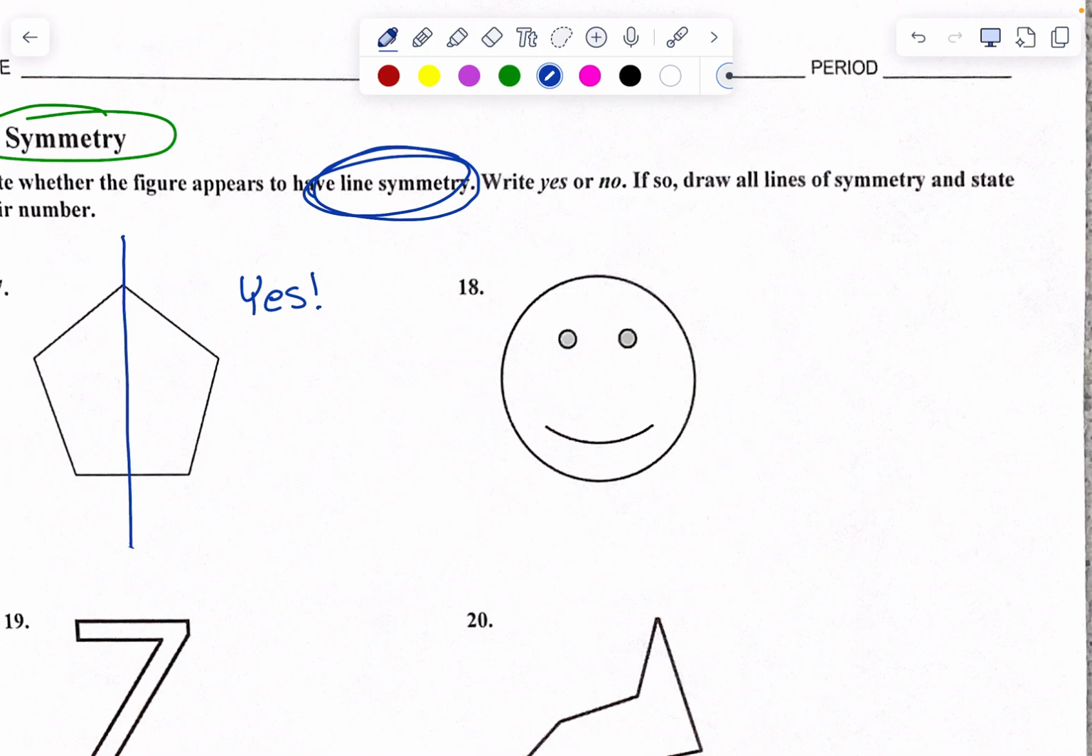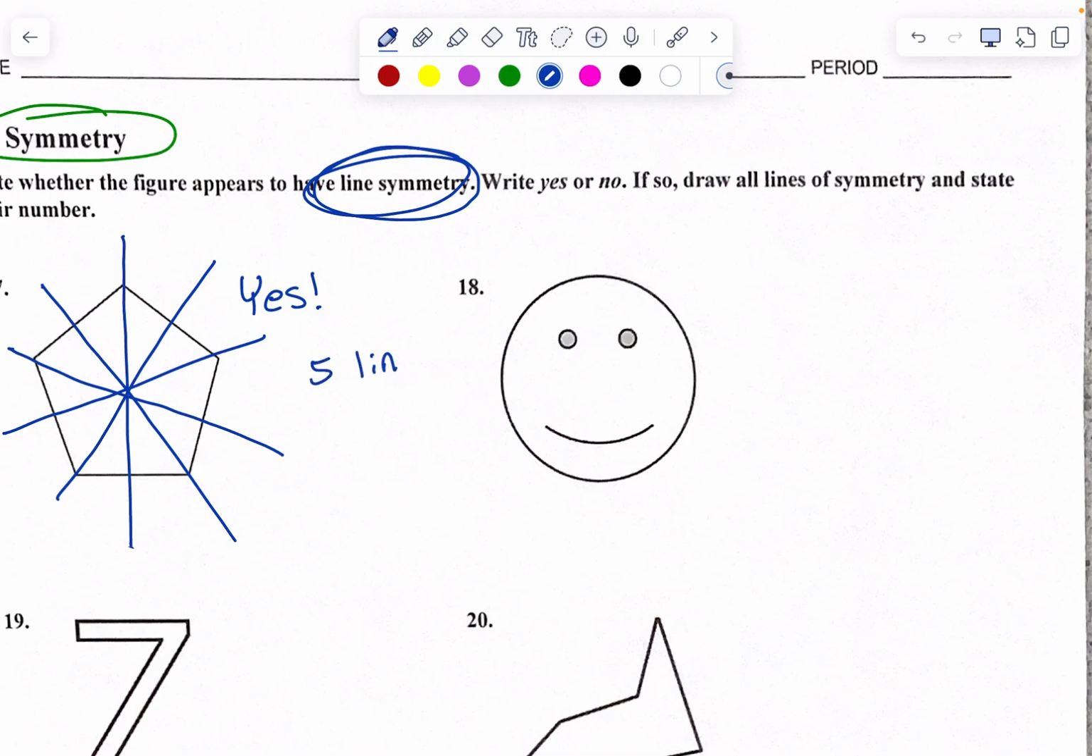Nowhere. I can. Oh, diagonal. Can I do one right here? Can I do one like that? Yeah. Will he fold? Oh, he has 5. You can do it 5 more times. I can do it right here. He'll be the same, right? And I can do him right here. How many is that? Oh, one more. So he has 5 lines of symmetry. If so, draw all the lines of symmetry and state their number. We have to draw. Yes, he has 5 lines. Yep. Draw all of your 5 lines.